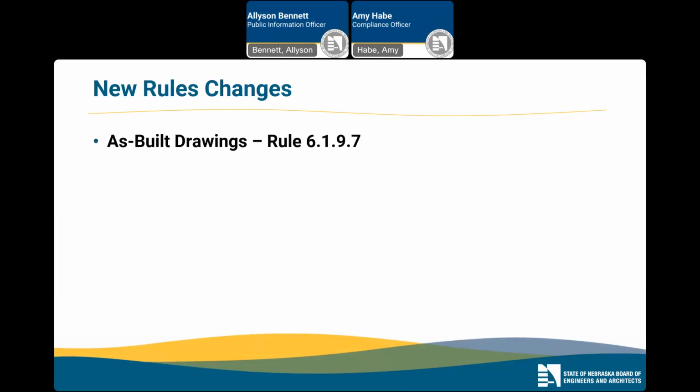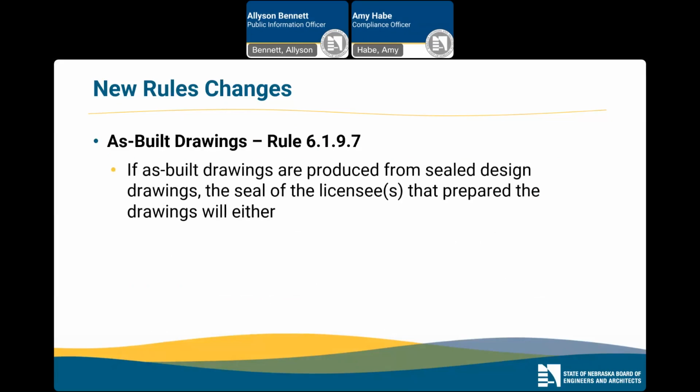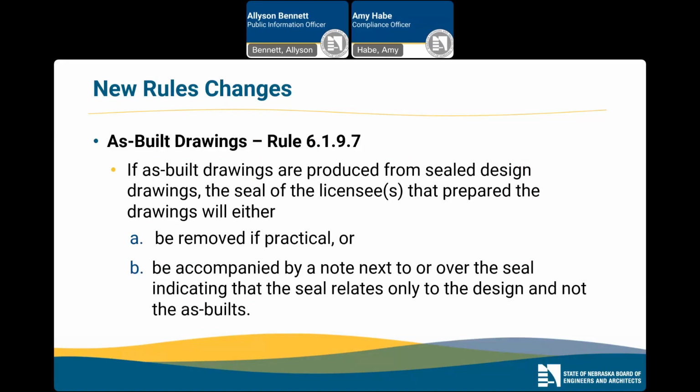So another change is regarding as-built drawings. So if as-built drawings are produced from sealed design drawings, the seal of the licensee that prepared the drawings will either A, be removed if practical, or B, be accompanied by a note next to or over the seal indicating that the seal relates only to the design and not the as-builts. And so this was added as Board Rule 6.1.9.7.